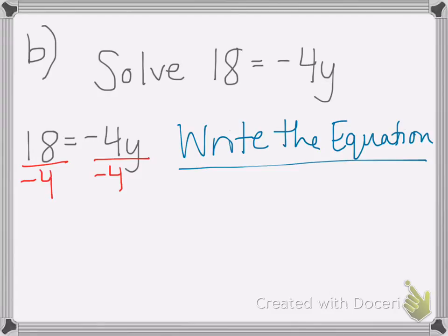Okay, now let's write that out. We have, and remember, when I make it a fraction like that, that essentially means division. You could write it like this, 18 divided by negative 4, but that means the same thing if you just write it as a fraction. 18 divided by negative 4 equals, well, we already said that cancels out, equals y. Okay, so remember what we did there was the division property of equality.